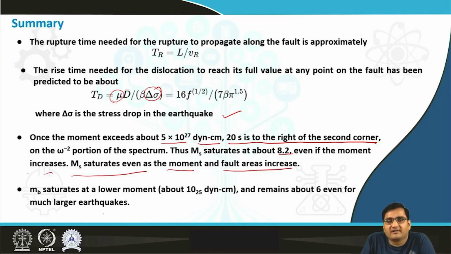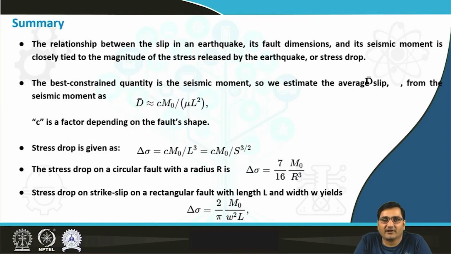Mb saturates at a lower moment, that means about 10^25 dyne-centimeter, and remains about 6 even for much larger earthquakes. The relationship between the slip in an earthquake, its fault dimension and its seismic moment is closely tied to the magnitude of the stress released by the earthquake, or stress drop.